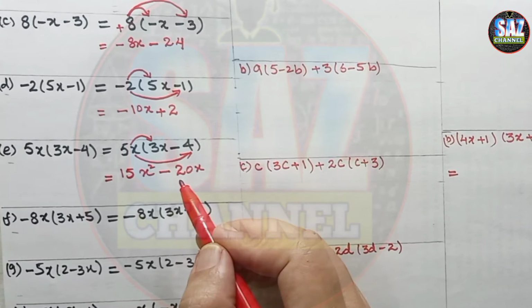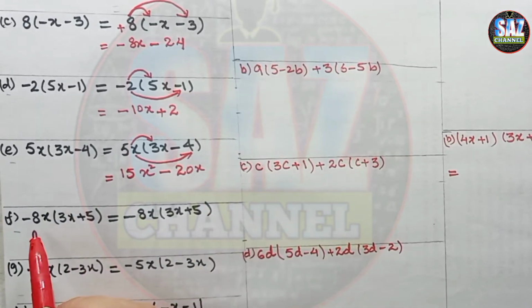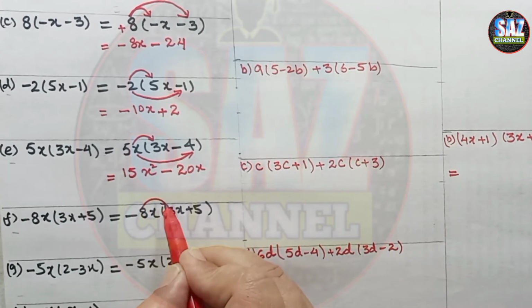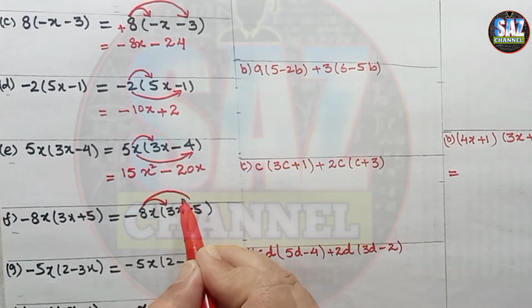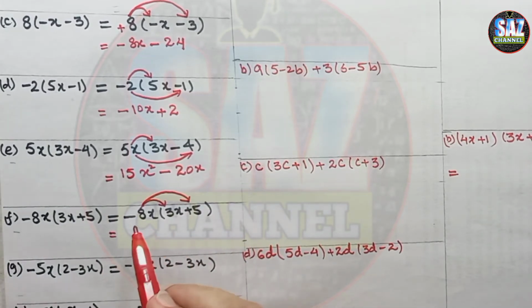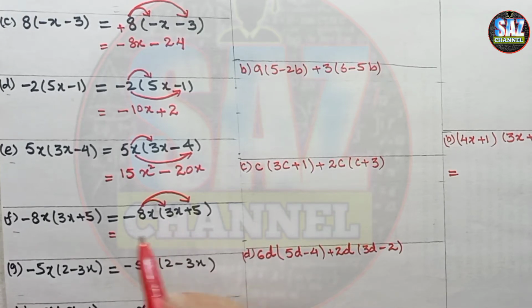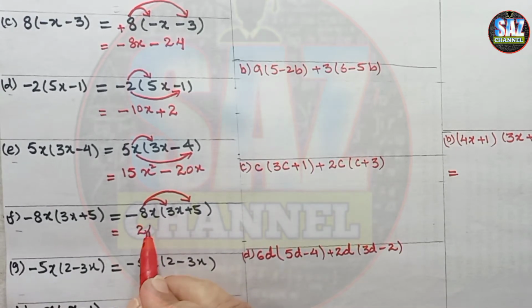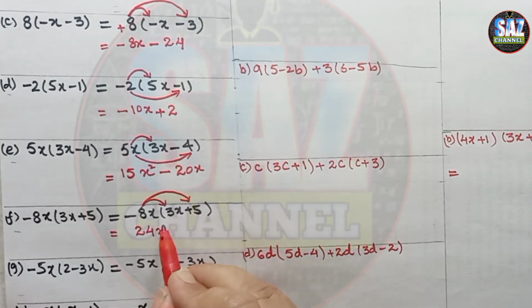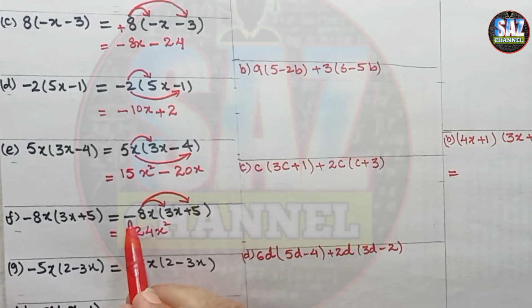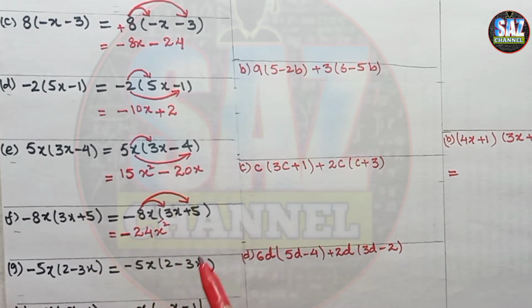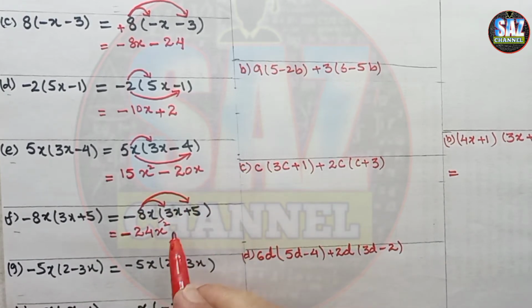Moving to the next question, that is minus 8x into 3x plus 5. Quickly apply the distributive property: multiply the number which is outside the bracket with every term, the whole package inside. When 8 is multiplied by 3, this will become 24, and when x is multiplied with this x, it will become x square. And one more important thing, when this negative sign is multiplied by a positive sign, this gives me a negative sign. And again 8 times 5 is 40x.